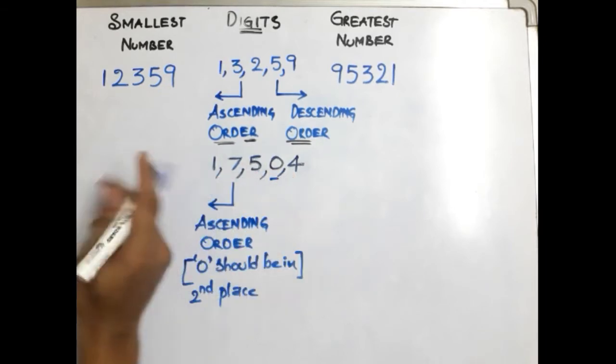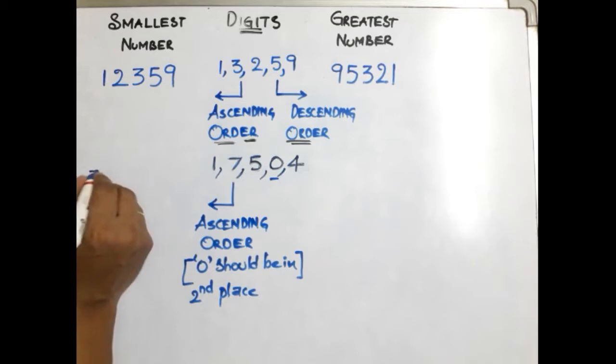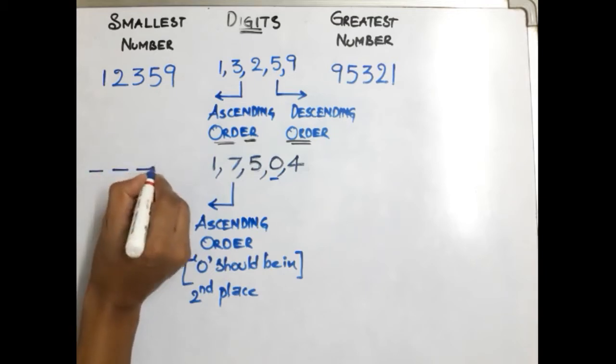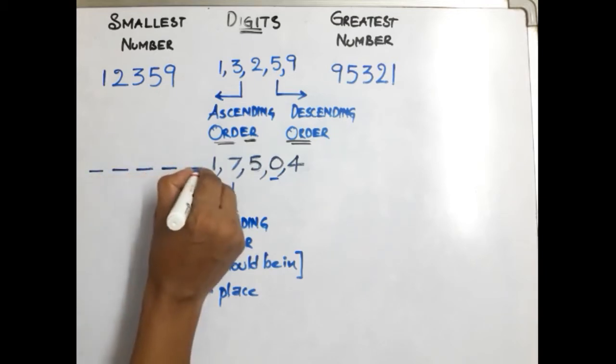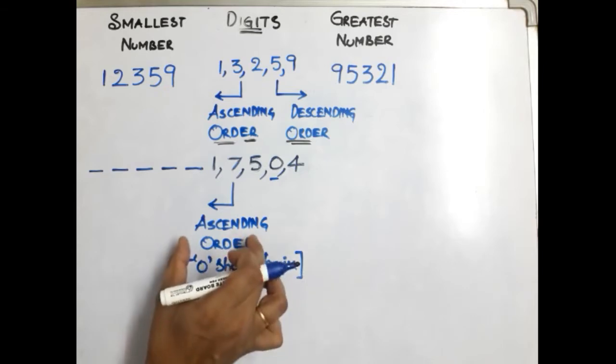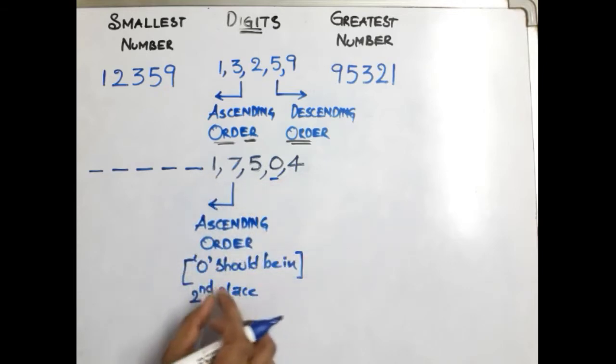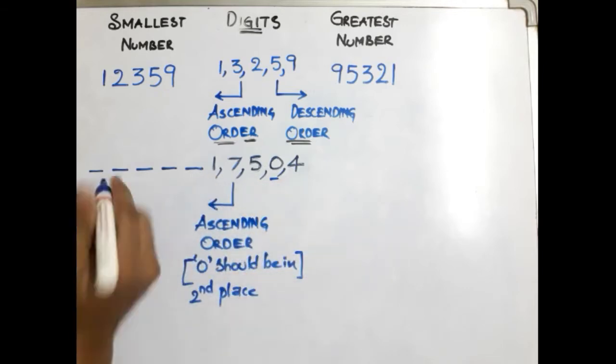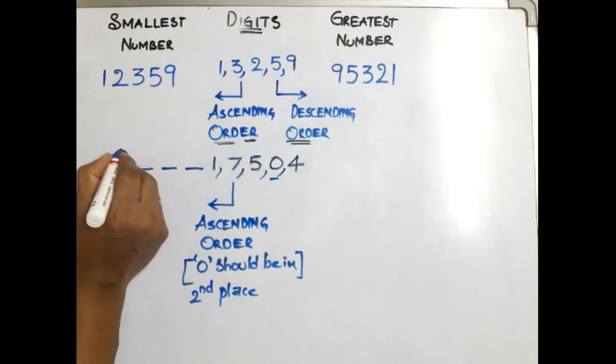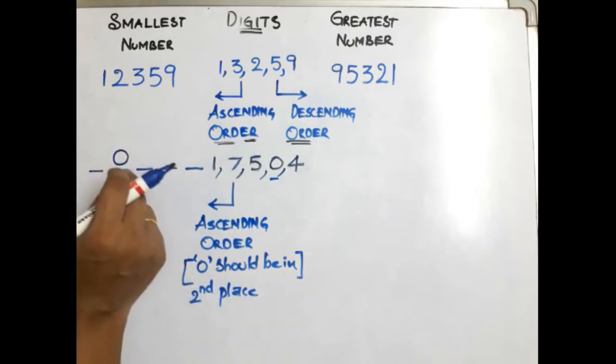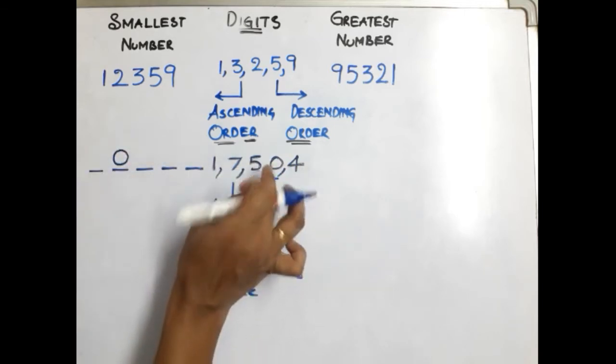So what is that number we can form? 5-digit number only. 3, 4 and 5. Okay, we have to write the given digits in ascending order, but 0 should be in second place. So put 0 in the second place. This condition is applicable for all the digits having 0.